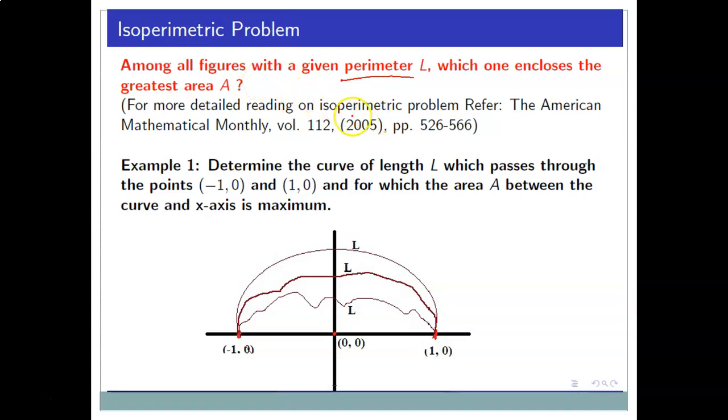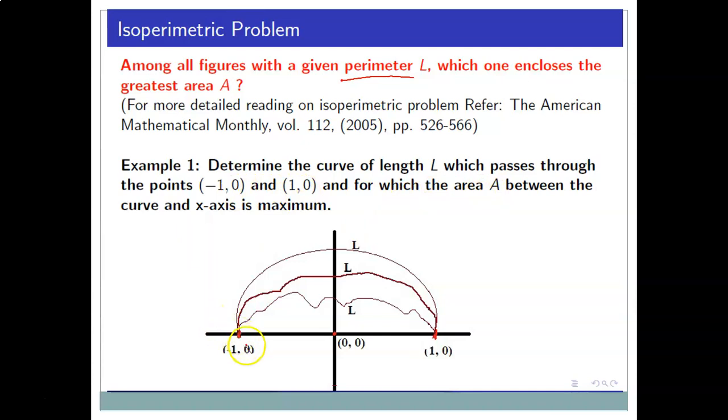For more about the history and development of this isoperimetric problem and related studies, there is one good article in the American Mathematical Monthly. It is easily available on Google. Now particularly for a numerical problem, we can apply the situation like this: determine the curve of length L which passes through the points (-1, 0) and (1, 0), and for which the area A between the curve and the x-axis is minimum.